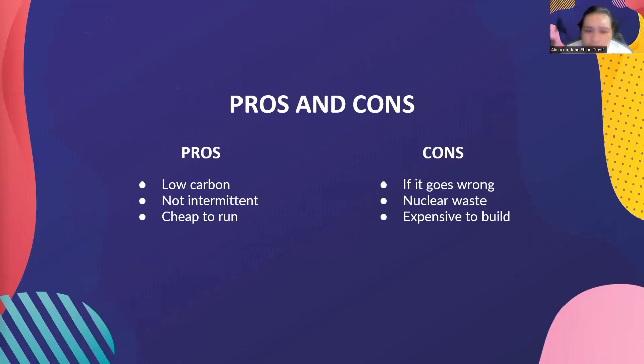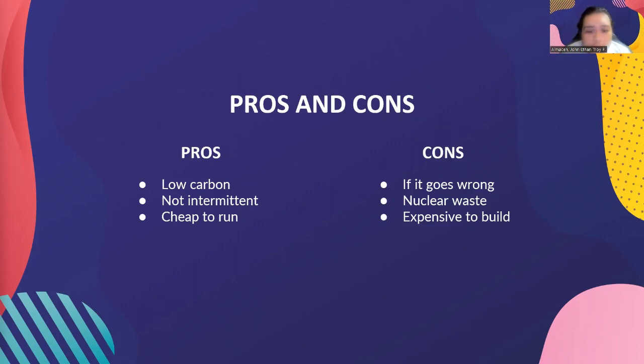Pro, low carbon. Unlike traditional fossil fuels like coal, nuclear power does not produce greenhouse gas emissions like methane and CO2. Nuclear produces roughly the same or less emissions as renewable sources, so it could be considered an environmentally friendly source of energy.